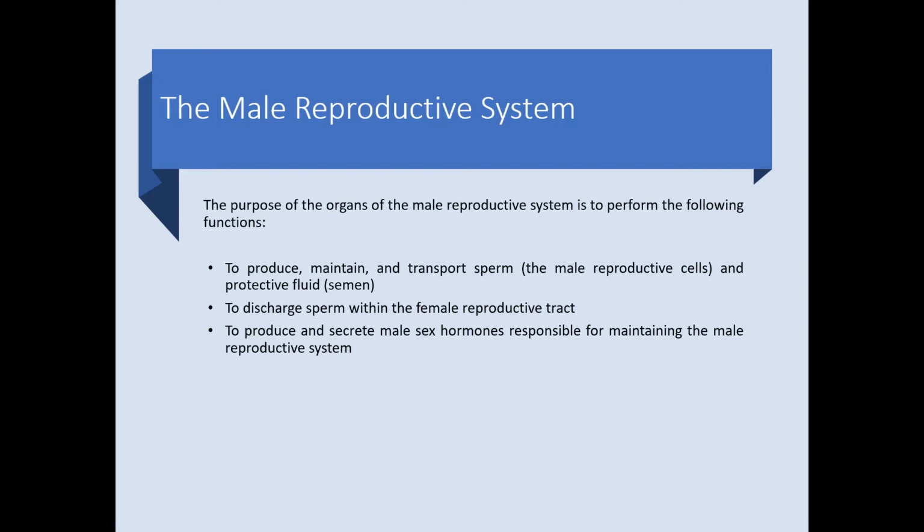The purpose of the organs of the male reproductive system is to perform the following functions: first, to produce, maintain and transport sperm and protective fluid, semen. Second, to discharge sperm within the female reproductive tract. Third, to produce the male sex hormone responsible for maintaining the male reproductive system.